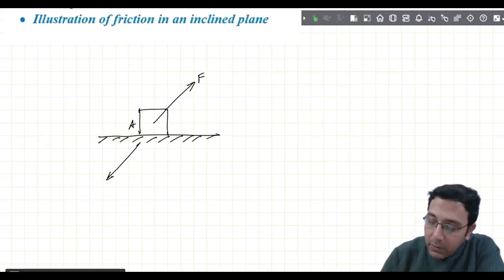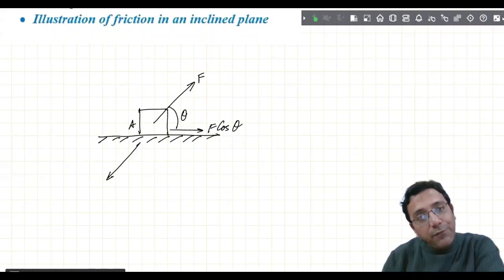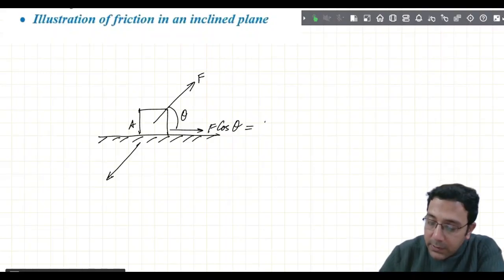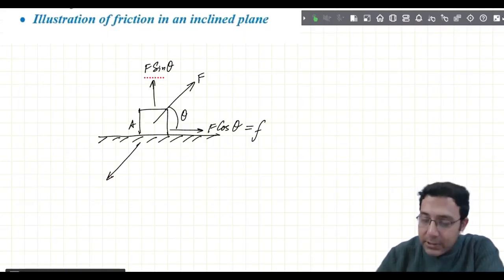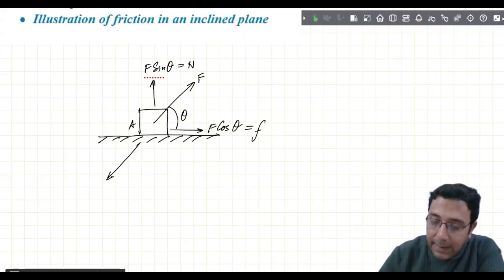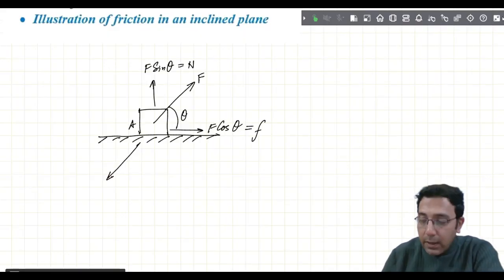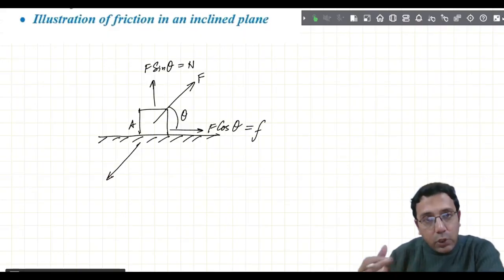Now there will be a horizontal component of that contact force. If that angle is theta, the horizontal component is F cos theta, which we call friction. And there will be a vertical component of that contact force, F sin theta. That will be the normal reaction, which we can also call capital N. Let us try to draw the free body diagram. First, we'll just learn what is friction.